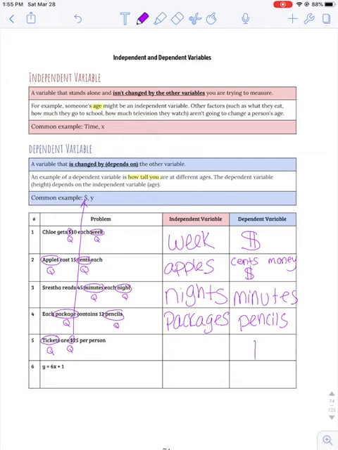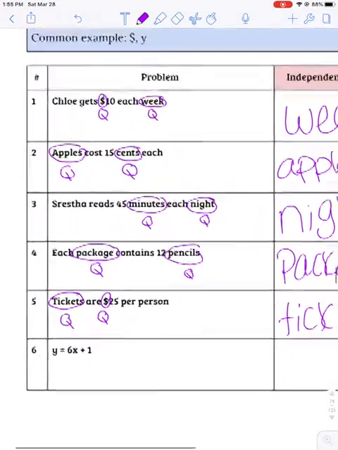Money is a very common example of a dependent variable. So I know money is going to go there, which leaves tickets to go independent variable. You could have also put people instead of tickets because they really mean the same thing here. The people are equal to the tickets. The money you spend depends on how many tickets you buy, or depends on how many people there are.